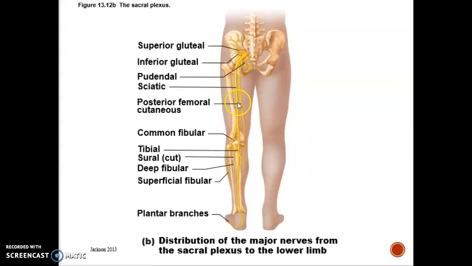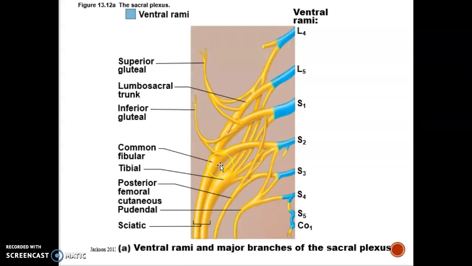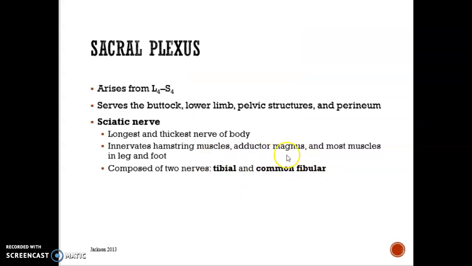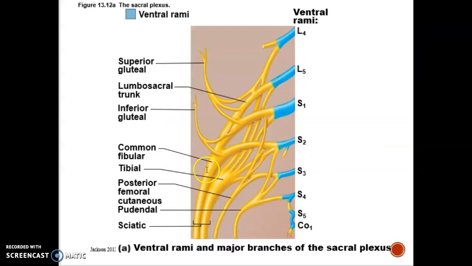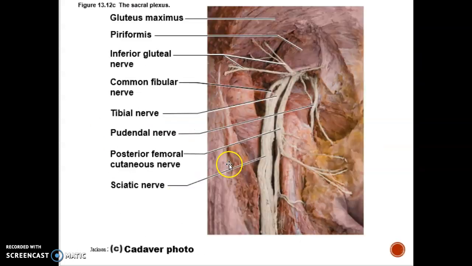You can see how long this nerve is. It actually turns into the tibial and the fibular nerve as well once it gets down into the lower portion of our leg. So here's the cadaver photo. You can see how thick that sciatic nerve is. Just a really beautiful image. This, of course, what you're looking at here is going to be the epineurium. Good, epineurium.